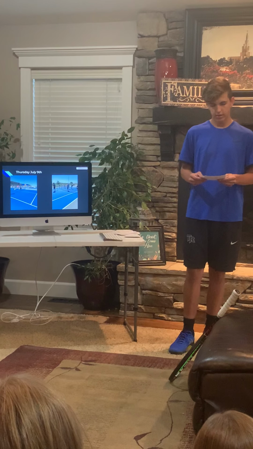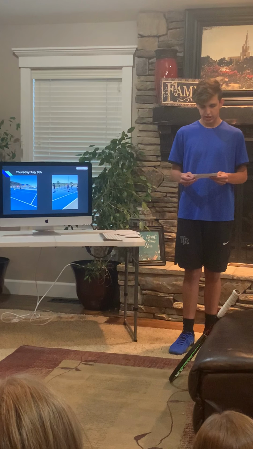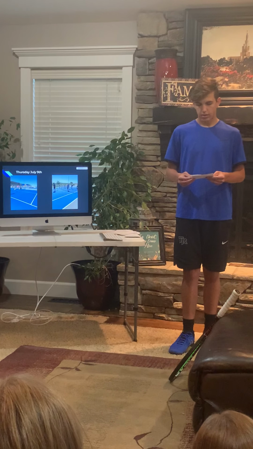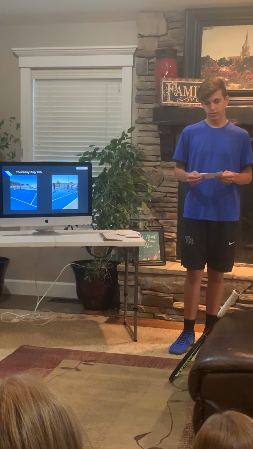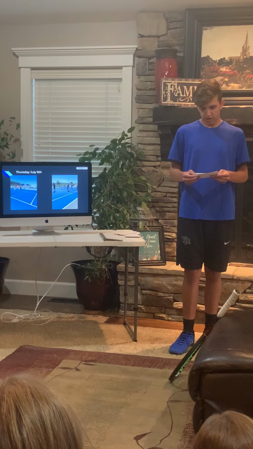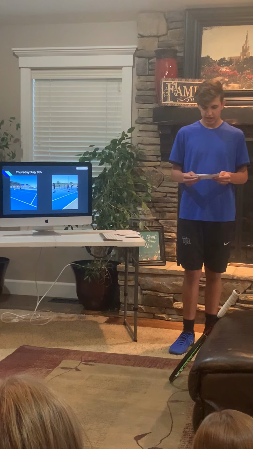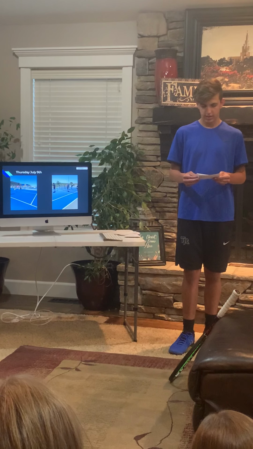Thursday, July 9th. On Thursday, I started the kids off with running and stretching to make sure there wouldn't be any risk of injury. I then made sure that they remembered the parts of the court because they will need to know this whenever they play tennis. I then tossed them balls to help warm up their forehands and backhands. After that, I taught them how to volley.